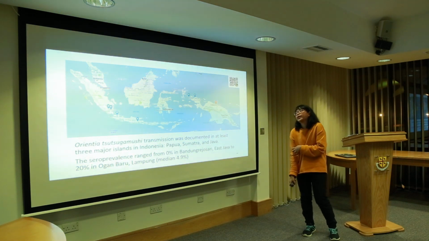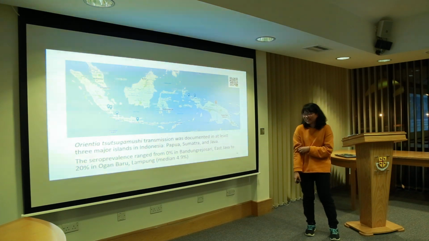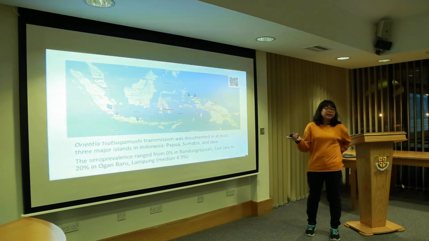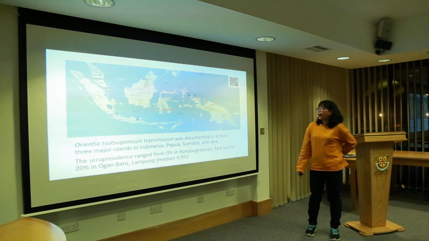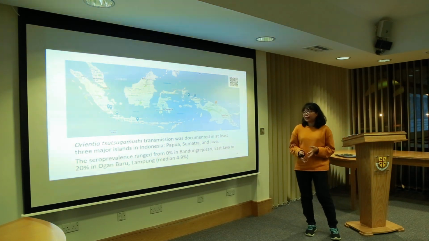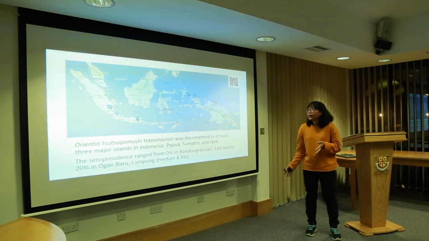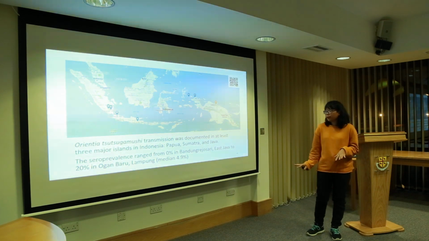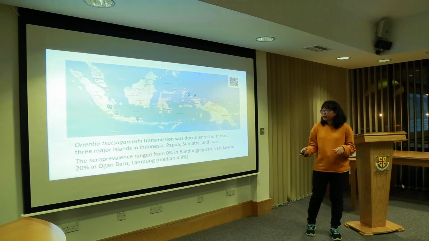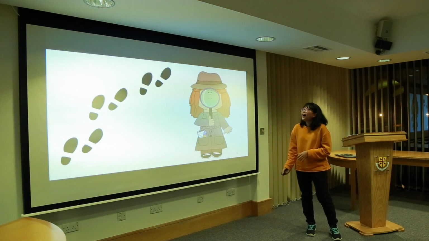So these are preliminary results. Orientia tsutsugamushi transmission is documented in at least 3 major islands in Indonesia. Tsutsugamushi is Japanese because that's where they first identified the disease. So it was documented in at least 3 major islands in Indonesia so far: Papua, Sumatra, and Java. And the seroprevalence is variable from 0 to 20% with median 4.9%. I'm going to explain what is seroprevalence in the next slide.